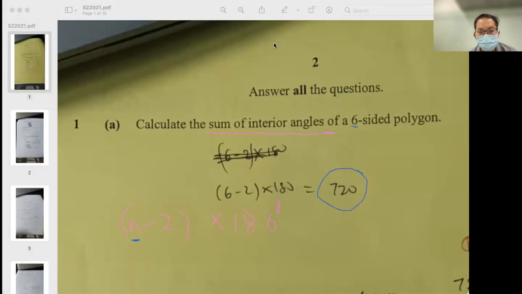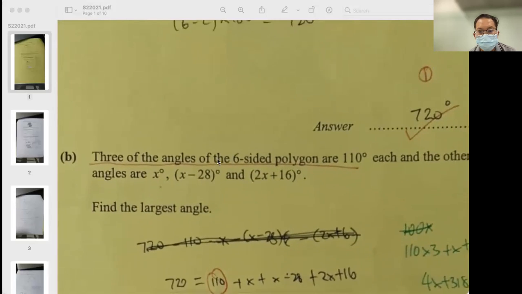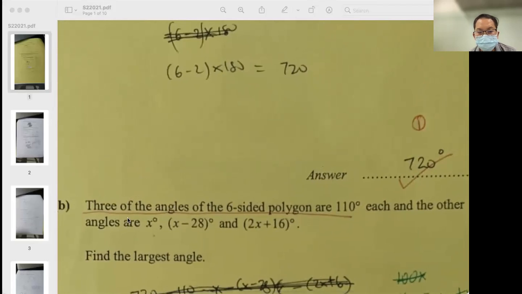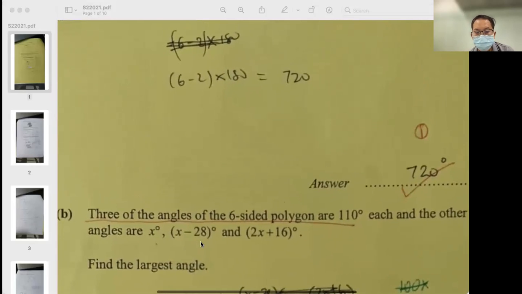Let's go on to question 1b. Three of the angles of the six-sided polygon are 110 degrees each, and the other angles are x minus 28 and 2x plus 16. Find the largest angle. Take some time to do this question.